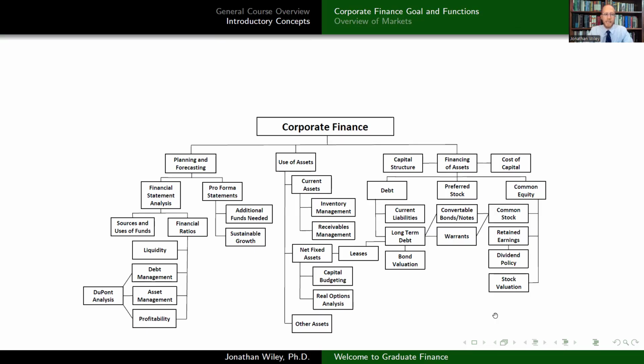Now, I have a little connection there between long-term debt and net fixed assets. If you lease a long-term asset, what you're doing is, on the one hand, getting a net fixed asset, but on the other hand, you're also creating a debt obligation through that lease. So if you're leasing a net fixed asset, you've got the net fixed asset piece, but you're also tying that to a specific debt. It's an obligation, and it's a long-term obligation.